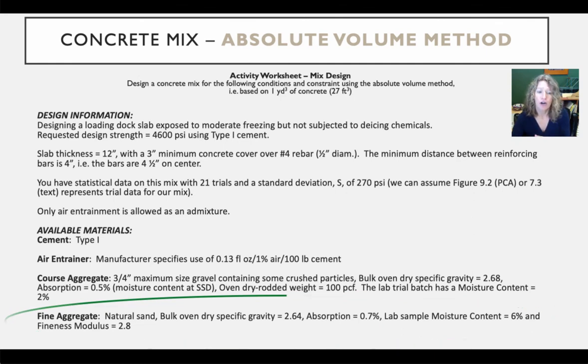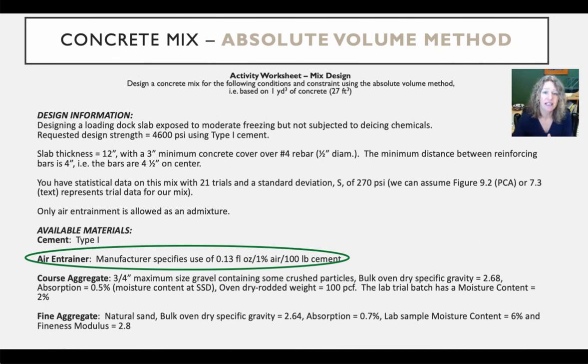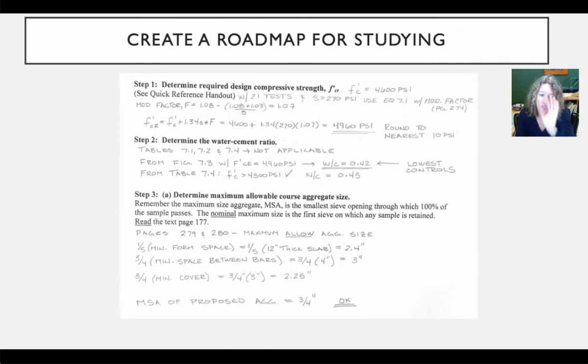Then recall, we want to put in air entrainer, and so we are given the formula from the manufacturer: for every 100 pounds of cement that this mix design method tells us we need to create 1 cubic yard of concrete, and for every 1% of air that we put in for air entrainment, we need to put in 0.13 fluid ounces of their material. So to this point, you should on your worksheet have figured out steps 1, 2, and 3A.